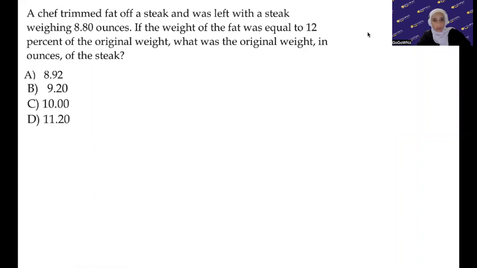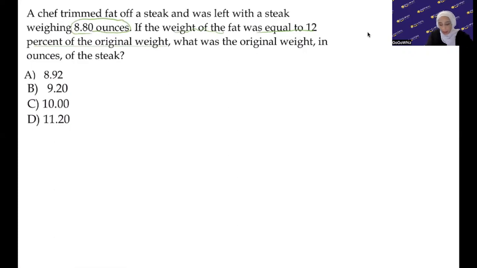Now, I want to look at this question together, and it's another kind of percentage question. So let's look at it. It's saying a chef trimmed fat off a steak and was left with a steak weighing 8.80 ounces. So then it's saying that if the weight of the fat was equal to 12% of the original, right? We don't know what the original weight is. We just know that once the fat was already trimmed, this is what we were left with.